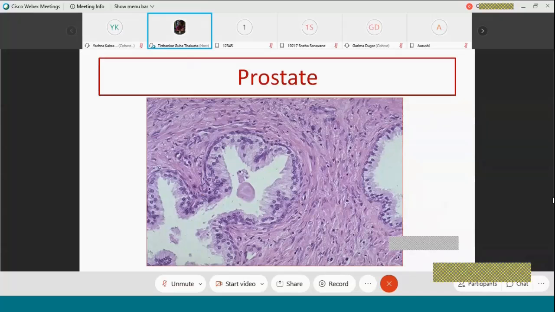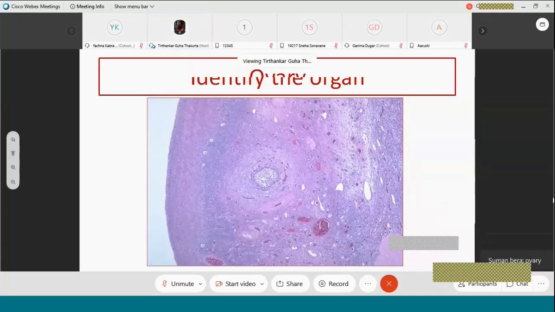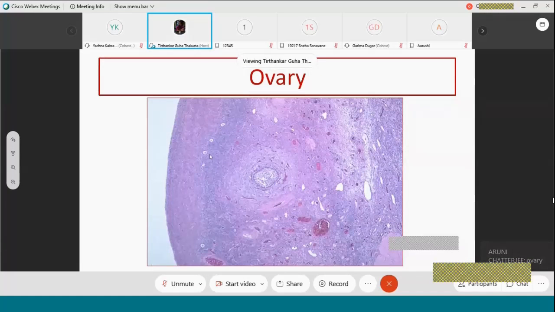What is this organ? Very good. This is the ovary. It contains a dense stroma, very small primordial follicles, and one developing follicle. Therefore, this is the ovary.